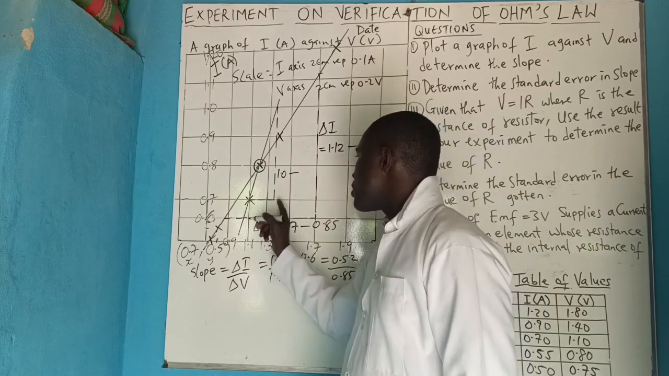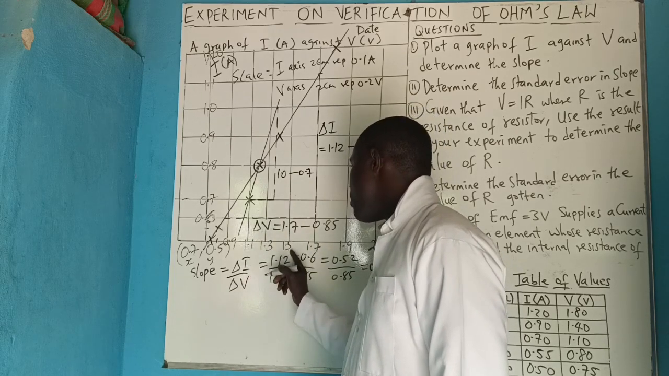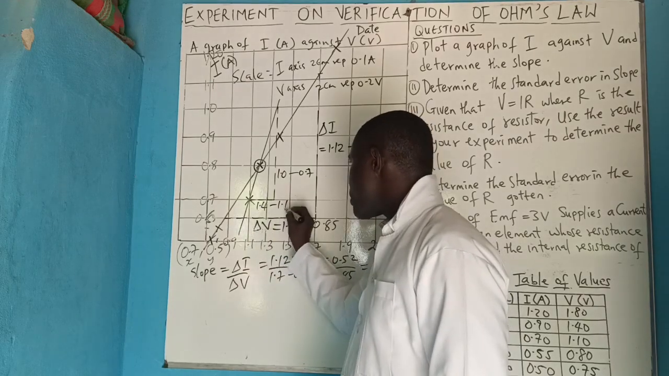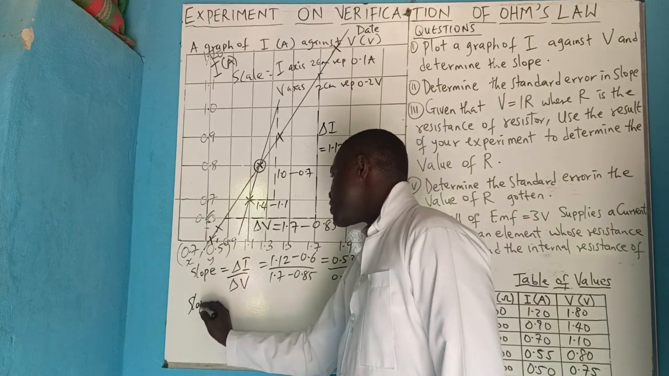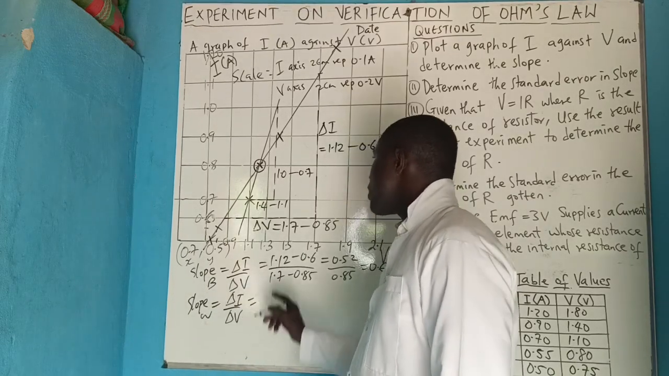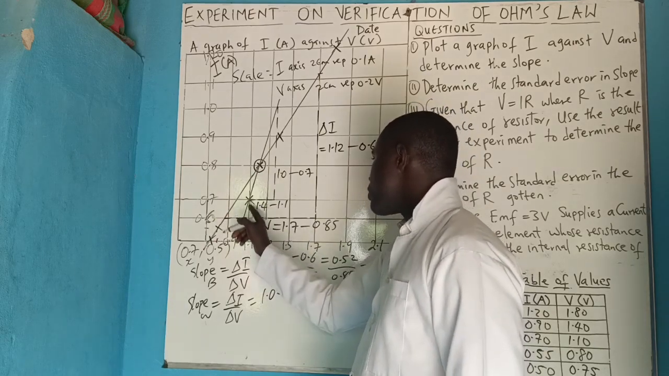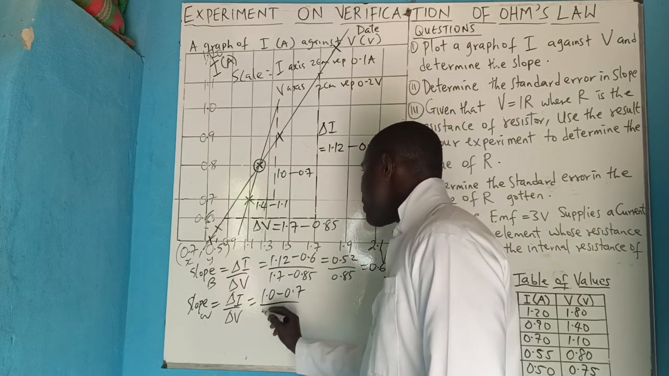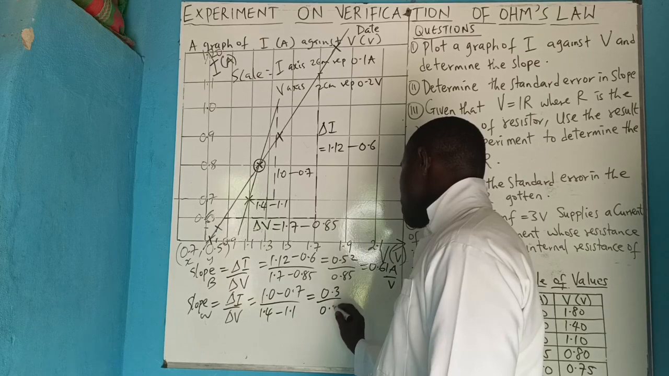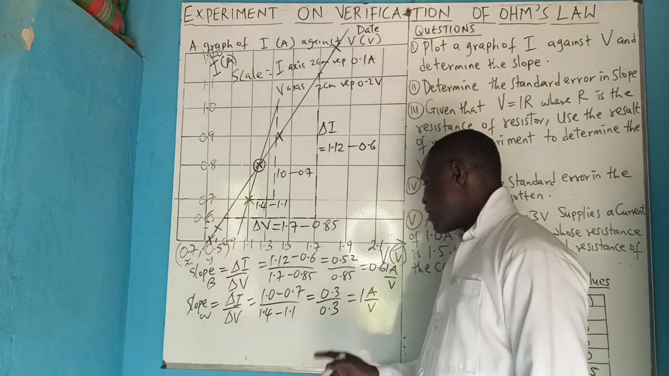Vertical is 1.0 minus this, which is 0.7. Then for horizontal, this is 1.3, 1.5, so this is taken to be 1.4 minus this, taken to be 1.1. Are you getting it? Slope is change in I over what? This is for the best and this is for the worst. Change in V. 1.0 minus 0.7, over 1.4 minus 1.1. That will give me 0.3 over 0.3, which is equal to 1 ampere over volt.